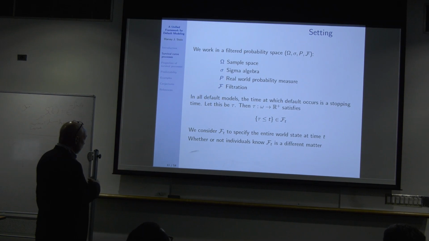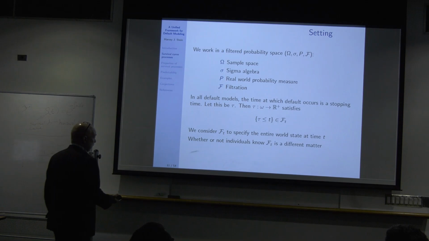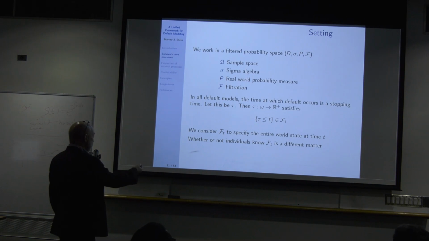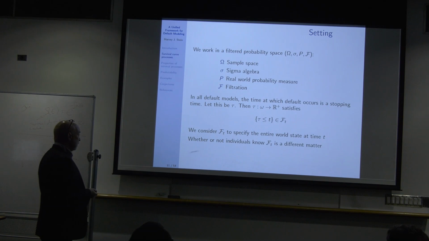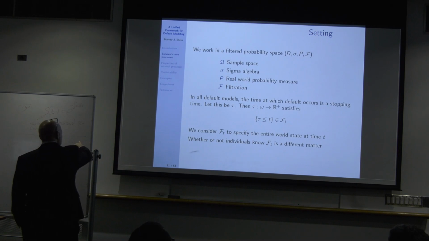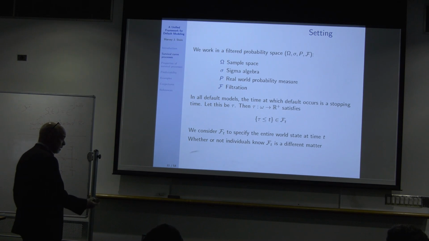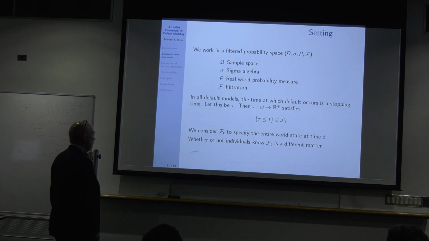So, all default models you can think of as expressing a stopping time, the time at which the default occurs. A random variable that respects the filtration, so it's a stopping time. Whereas usually in reduced form models, they leave the filtration out because it's totally inaccessible anyway. We're going to just keep it in the filtration.